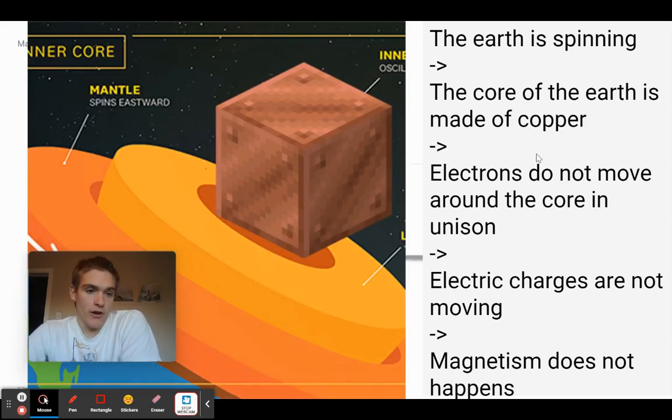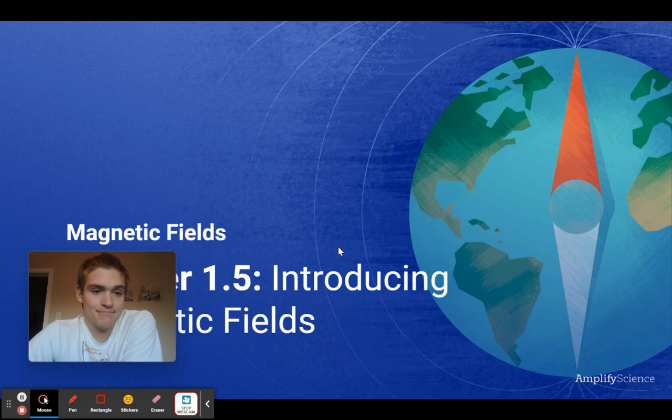What about copper? Copper is not nickel, iron, or cobalt. The core of the Earth is made out of copper. Electrons do not move around the core in unison. Electric charges are not moving, so magnetism does not happen.